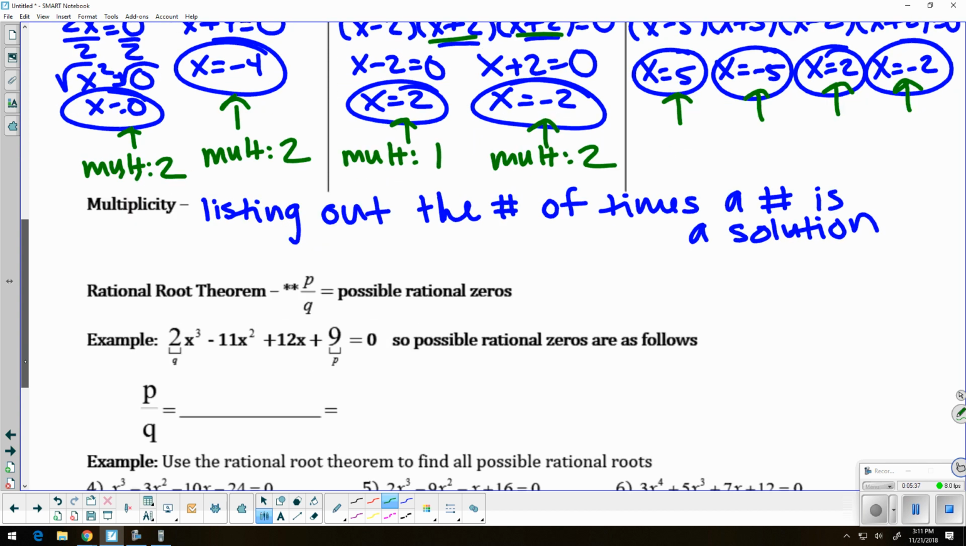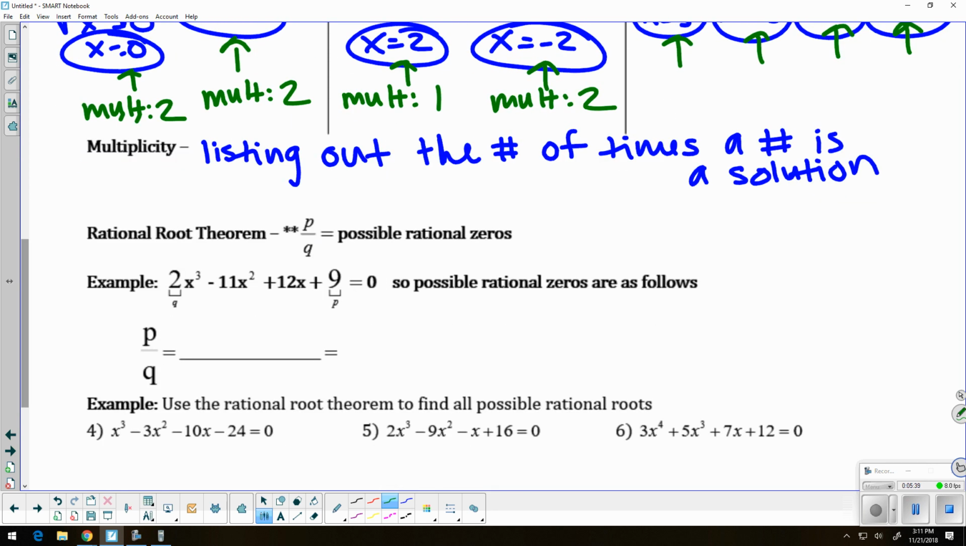Moving on to what's called the rational root theorem. So it says P over Q. This is just listing out the possible rational zeros. So it's not actually finding the zeros. It's just saying what are my possible solutions. That's all it is. So what is P? What is Q? What am I doing here? It's kind of highlighted for you, but P is always your constant, and then Q is always your leading coefficient. So it's P over Q. That would make this then 9 over 2, P over Q.